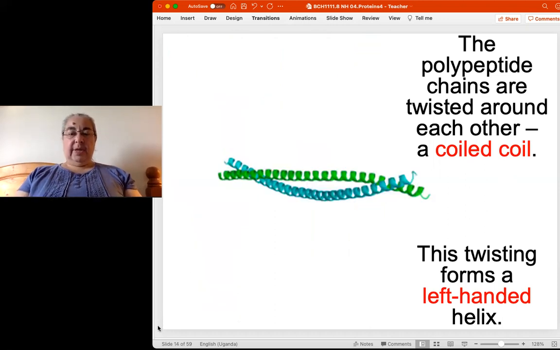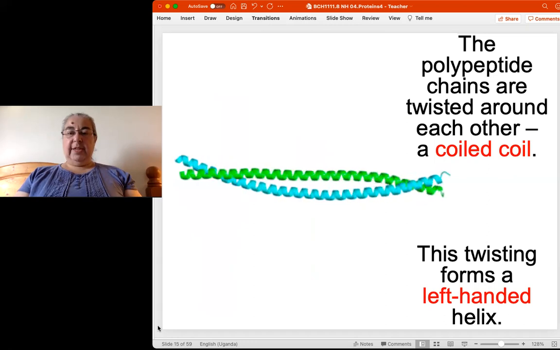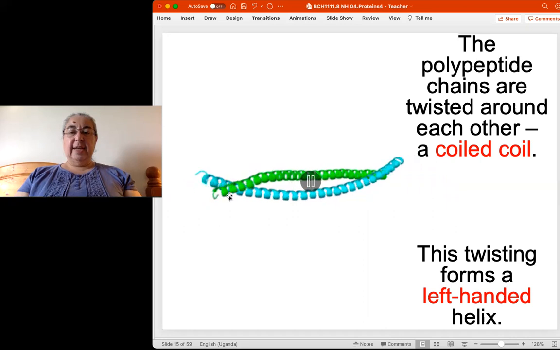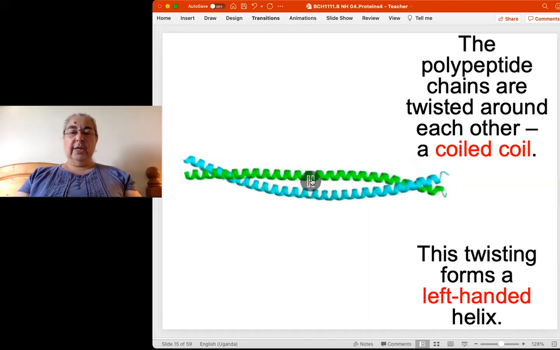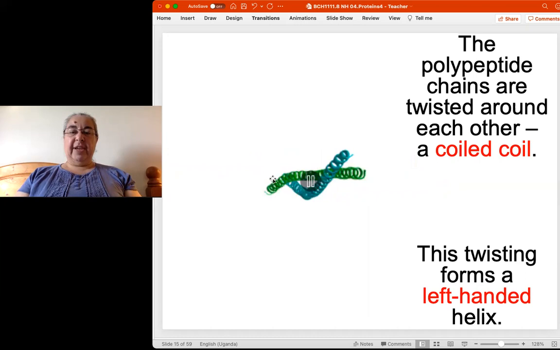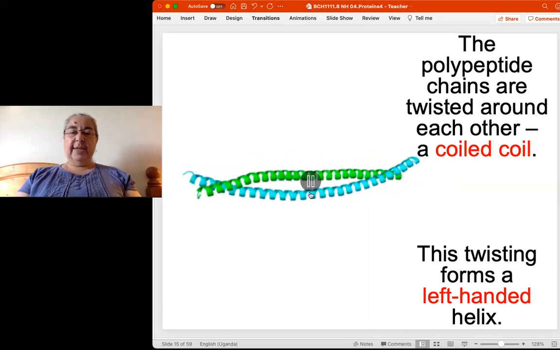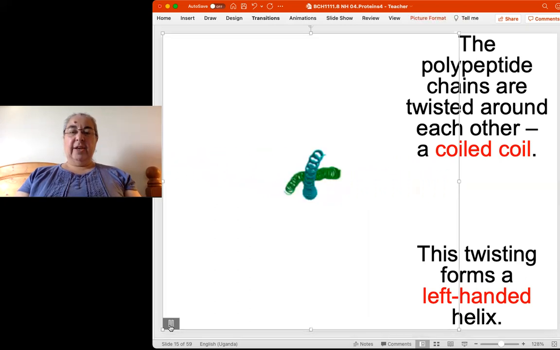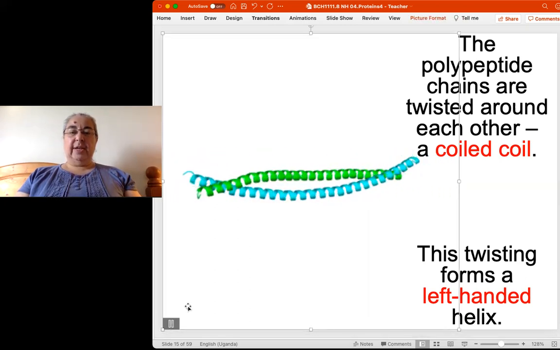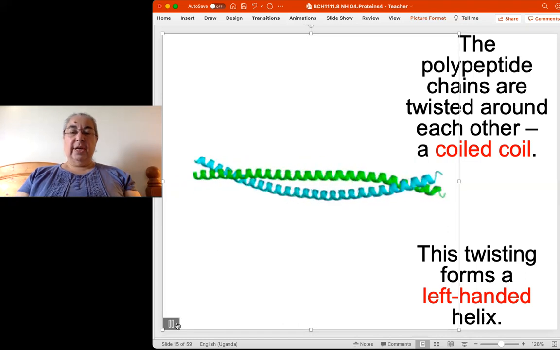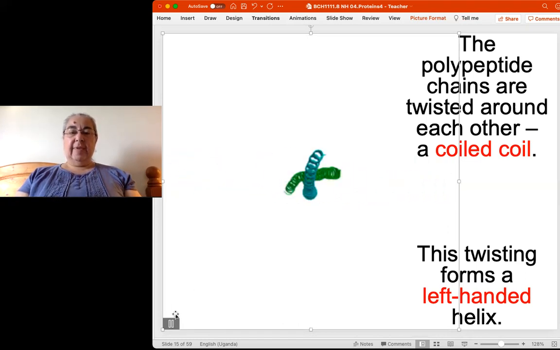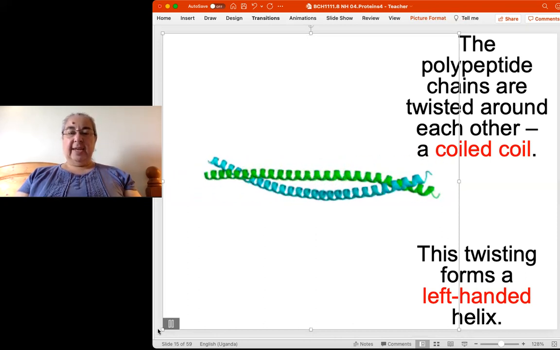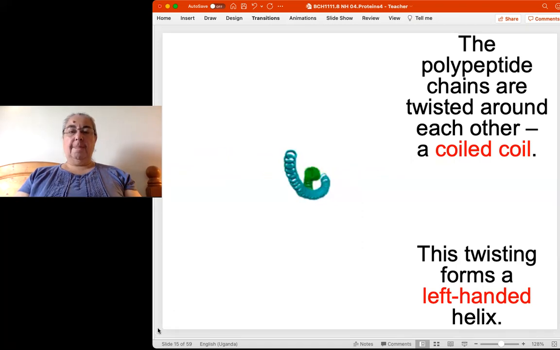Okay, so here's just a little moving diagram so you can see it again. So this emphasizes the coiled nature of each of the alpha helices. You can see the right-handed alpha helix in each of these chains, and then you can see that they're again coiled around each other. We're just showing one turn of the coil here. They're coiled around each other to give the left-handed helix of the coiled coil.